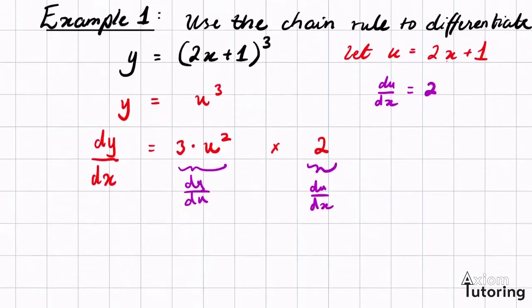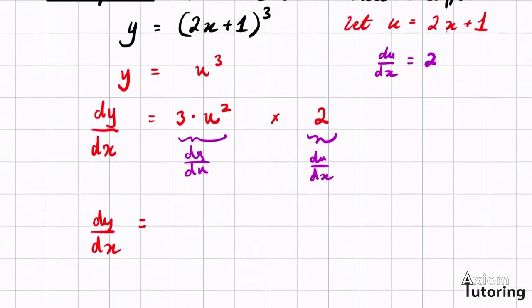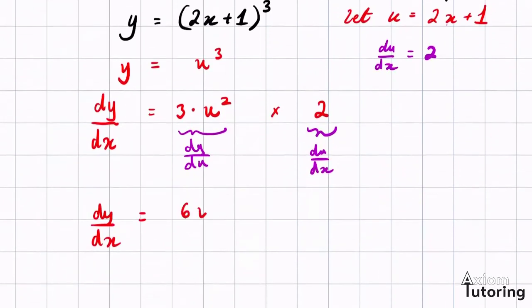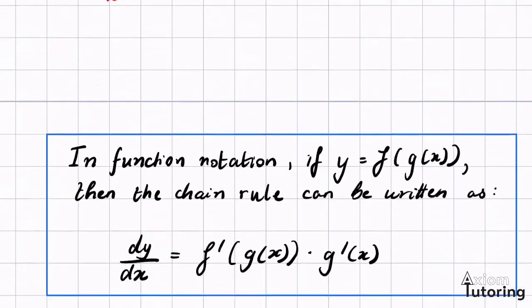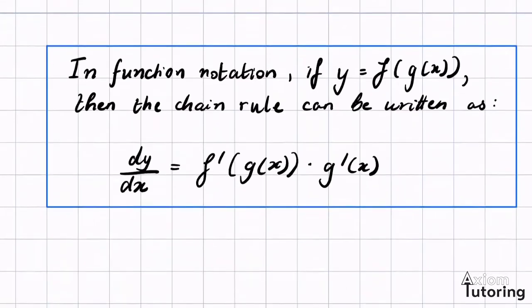So following the chain rule, dy over dx is equal to 3u squared times 2. That's 6u squared. In function notation, we can also write the chain rule. If y equals f of g of x, then the chain rule can be written as dy over dx is equal to f dash of g of x multiplied by g dash of x.